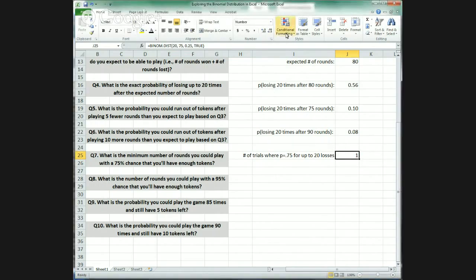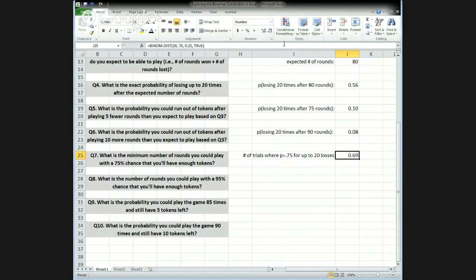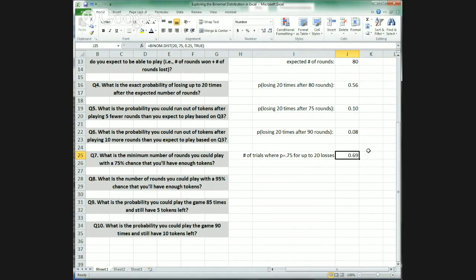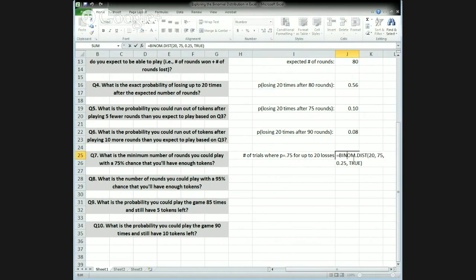Sorry, it's possible this is rounding us too much. So the probability here is 0.69 when we do 75 trials. So we actually need a little bit higher probability, and if we need a higher probability, then we're going to decrease the number of trials a little bit more.